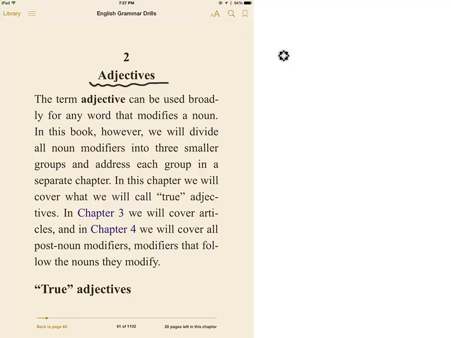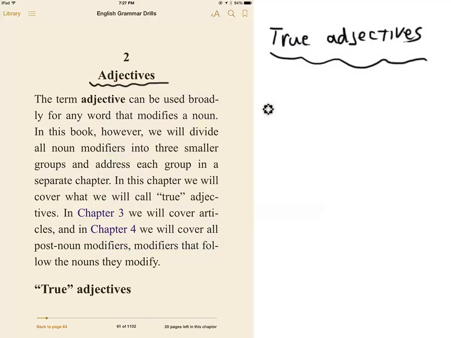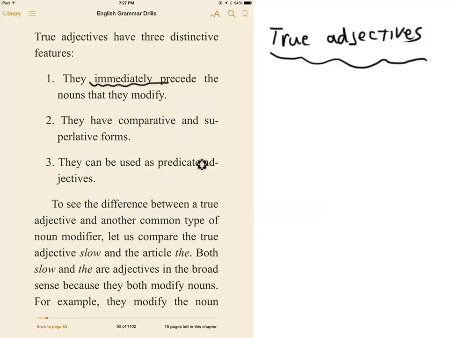And so the first thing we're going to cover is what we call true adjectives. You can read this section, of course. I'm only going to highlight a few important things, so you're going to have to read this on your own. But a true adjective, and down here we'll look at this, a true adjective has three characteristics.